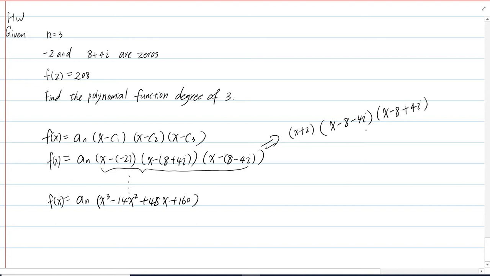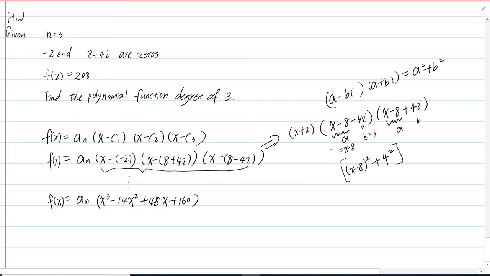So once you have this, treat this as your a, and this as your b. And then you're going to have a squared, that will be x minus 8 squared, plus b squared, plus 4 squared. If you use this method, I find that it's much faster. If you want to use the FOIL method, somehow I think it's easy to get lost. It takes some time to get used to it, but definitely you can do it.